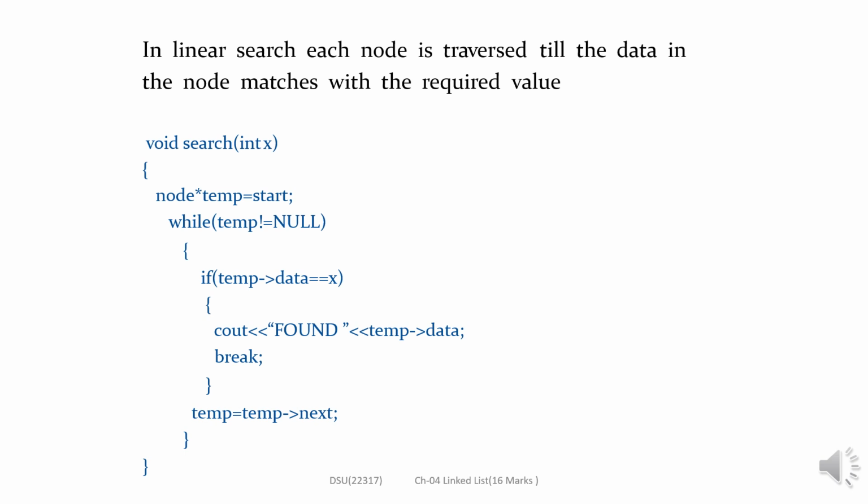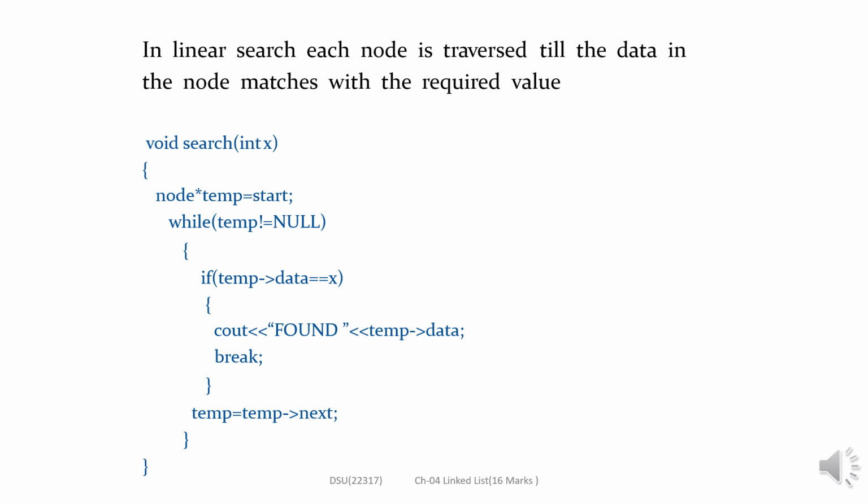void search(int x) { node *temp = start; while (temp != NULL) { if (temp->data == x) print found temp->data, then break; temp = temp->next; } } closing brace for if and closing brace for the void search function.